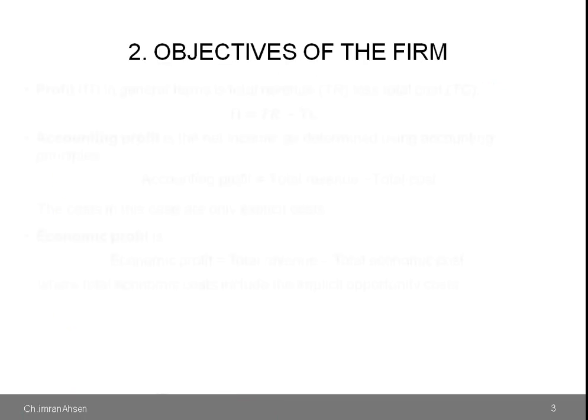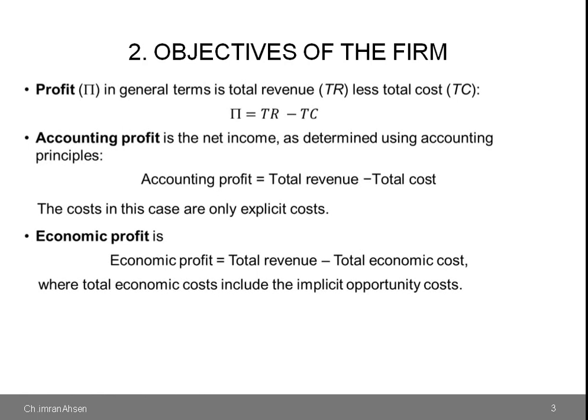Objective of the firm. Every firm works, mostly, for the objective of profits. So profit in general terms is total revenues less total cost. What you are getting minus what you are paying, the remaining will be your profit. Accounting profit is the net income as determined using accounting principles. By applying those principles, what you get is accounting profit. Accounting profit is equal to total revenues minus total cost.